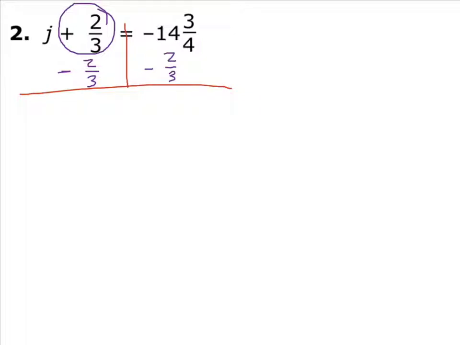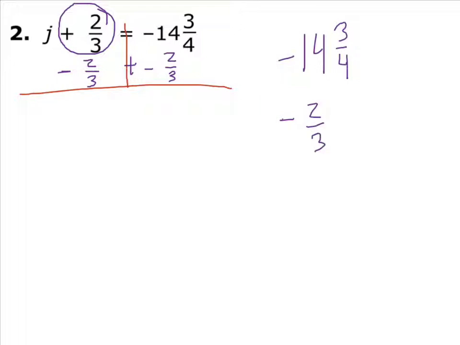Okay, now this, minus 2/3 and plus a negative 2/3 are the same thing. So I'm going to add 2/3. That way my signs are the same. It makes it a little bit easier for me. So I know that I have negative 14 and 3/4, and I have negative 2/3.